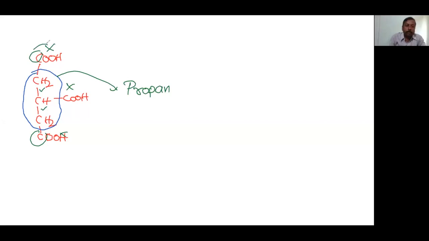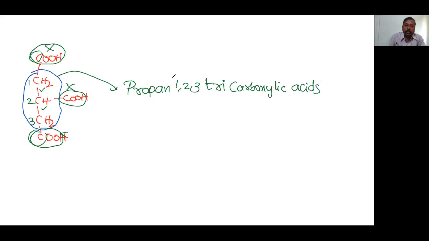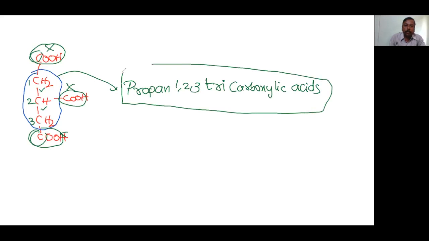And how many COOH groups are there? 1, 2 and 3. That's why we will write 1,2,3. It is available on first, on second, and on third. 3 are there, therefore it will be tri. For the COOH, we will write carboxylic acid. So propane-1,2,3-tricarboxylic acid is the name.